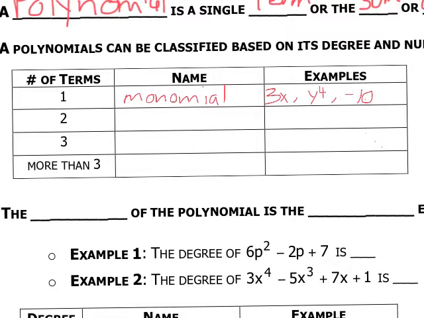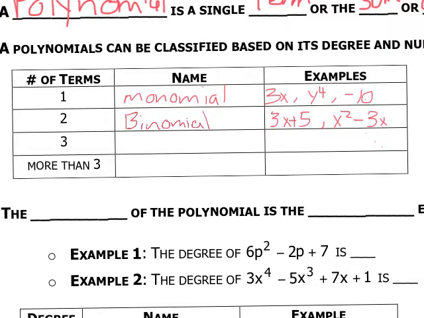So, okay, two terms. That would be something along the lines of like 3x plus 5. Okay, that would be two terms. X squared minus 3x. That would be two terms. So you can see how either the plus sign or the minus sign can break up the terms to where we get two terms there, and that's when we call it a binomial. Okay, think about like a bicycle has two wheels.